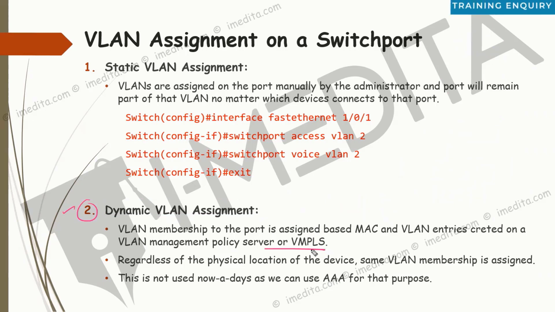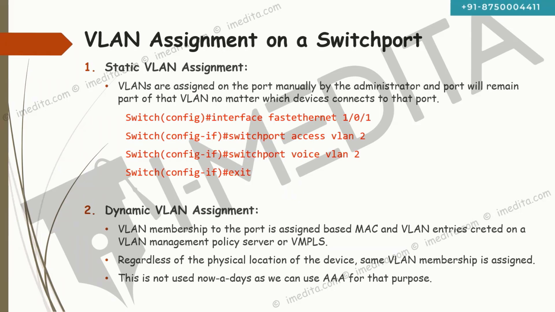Instead of that, we use AAA 802.1X based authentication. When the user gets authenticated, maybe based on the username and password, the user will be given the VLAN membership from that AAA server. These are the two ways that we can use to assign the VLAN to a particular port.